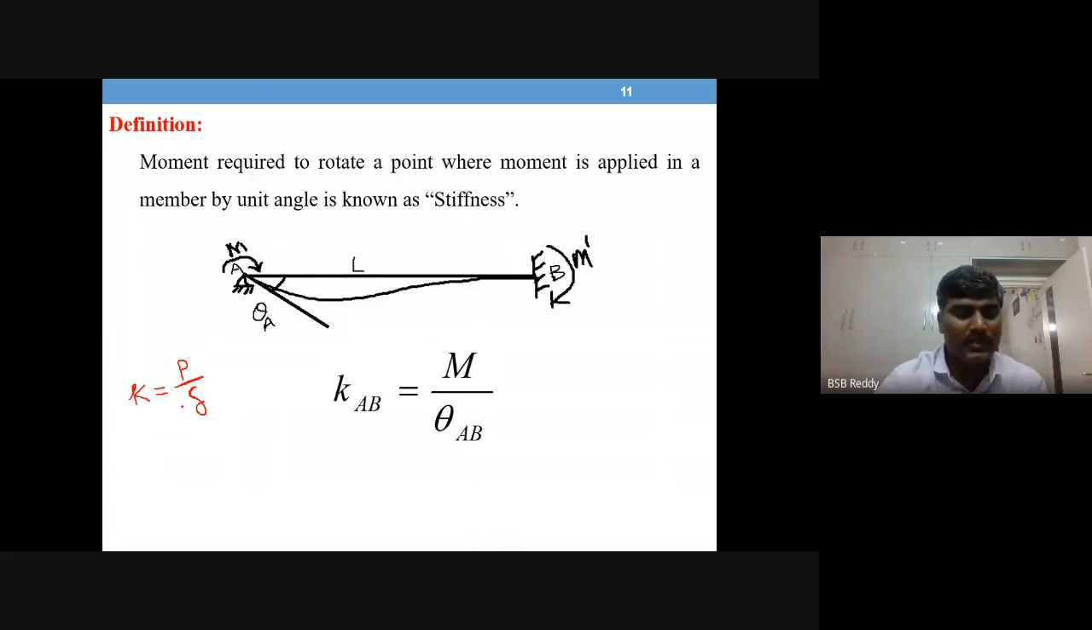Whereas we just say stiffness is load by deformation, the ratio of load to deformation. But what does it mean? If you apply a force at a particular point, and that point deflects in the same direction in which the force is applied, that deflection you shall calculate. Just for example, I'll show you an example.